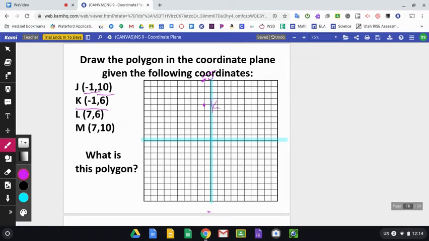Point L, +7, positive 6, and point M, positive 7, positive 10. And if I connect the dots, what shape is that? It is a rectangle.